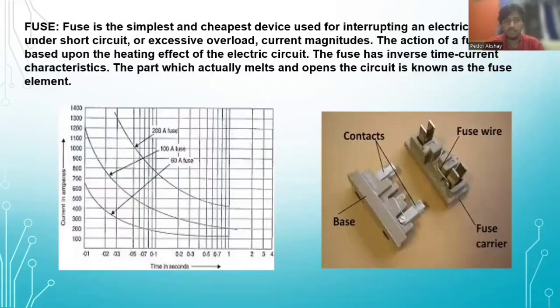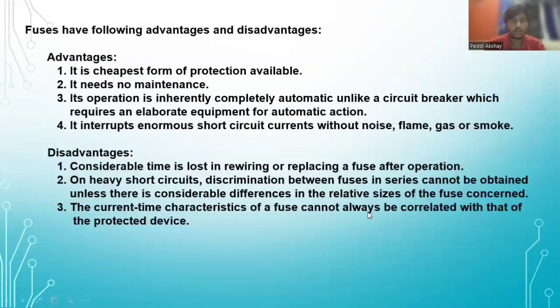Fuse is the simplest and cheapest device used for interrupting the current flow, the overcurrent flow, to reduce the damage to the equipment under short circuit or excessive overload current magnitudes. The action of a fuse is based upon the heating effect of the electric current. The fuse has inverse time current characteristics. The part which actually melts and opens the circuit is known as the fuse element. Fuses have the following advantages and disadvantages.